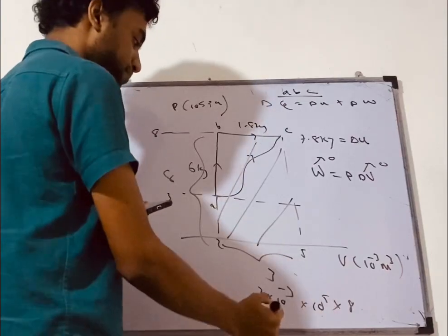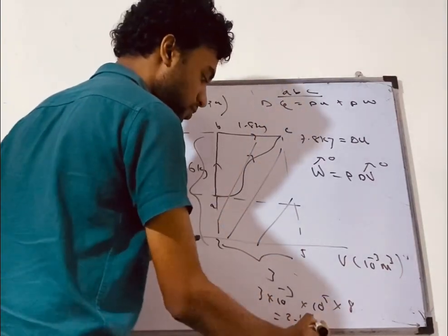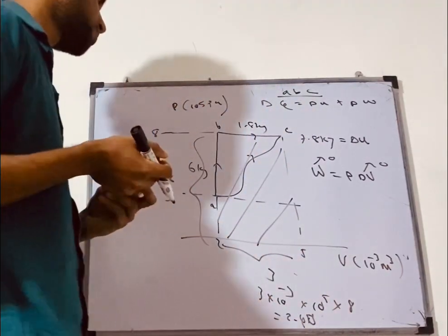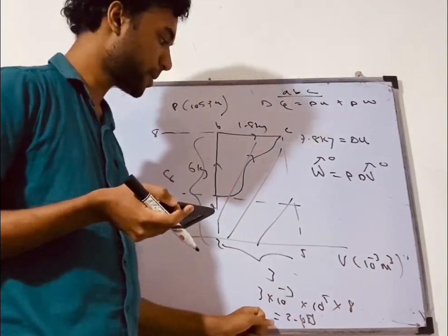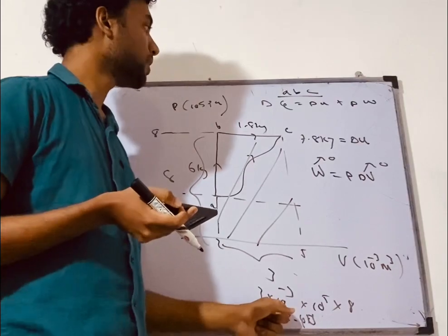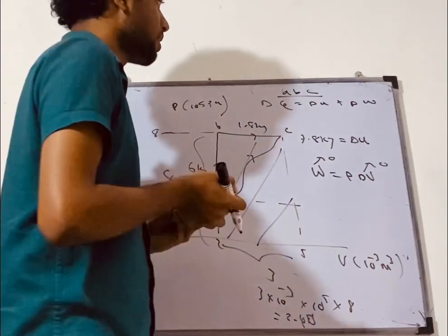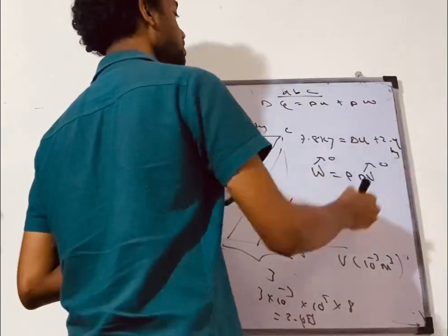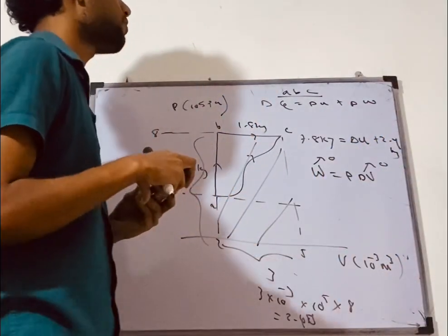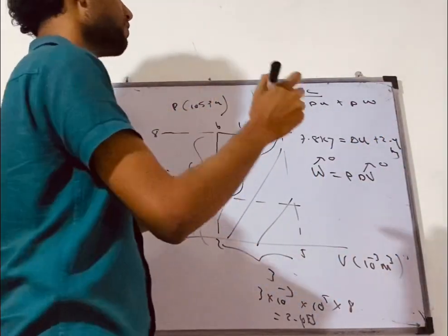Then I get 2.4 kilojoules, right? Yeah, the answer is 2.4 kilojoules. Okay? We simplify. Now I should put 2.4 here, then kilojoules. So 7.8 minus 2.4 kilojoules was the answer: 5.4 kilojoules.